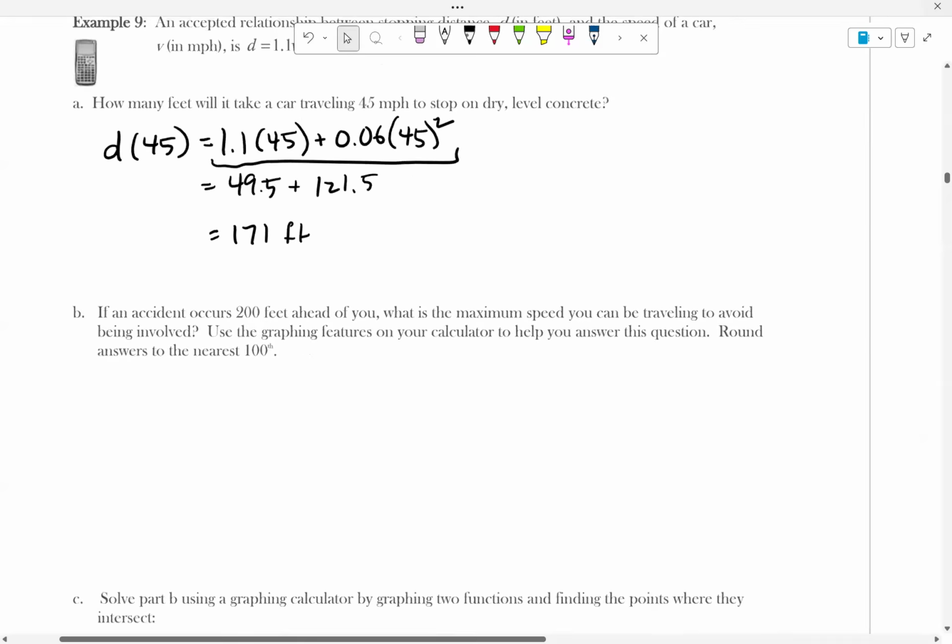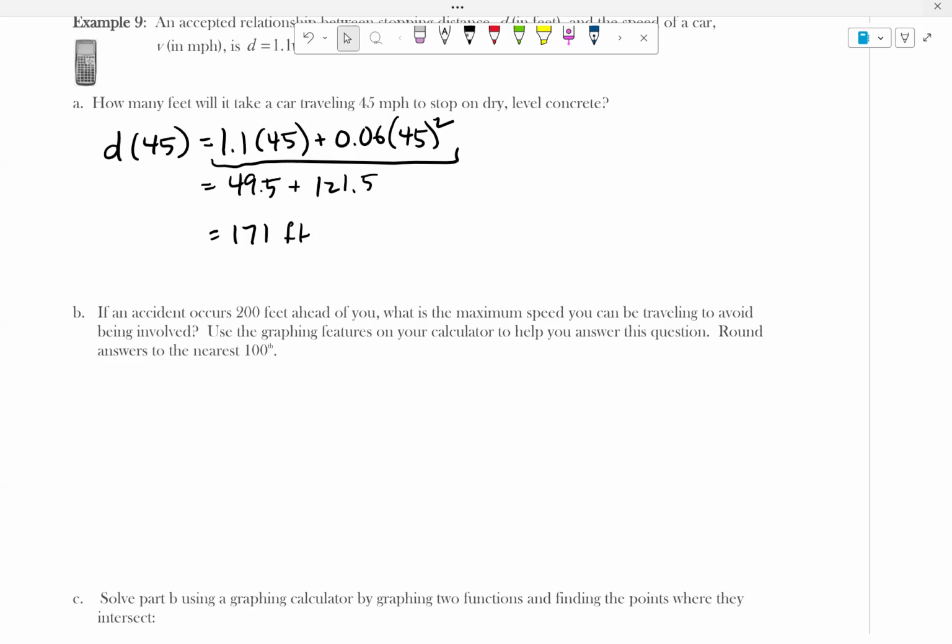So if an accident occurs 200 feet ahead of you, what's the maximum speed you could be traveling to avoid being involved? Okay, so we already know that if you're going 45 miles per hour, it'll take you 171 feet to stop. The question is, what's the maximum speed you could be going so that you don't run into this obstacle? So like 46 miles an hour, 47 miles an hour.